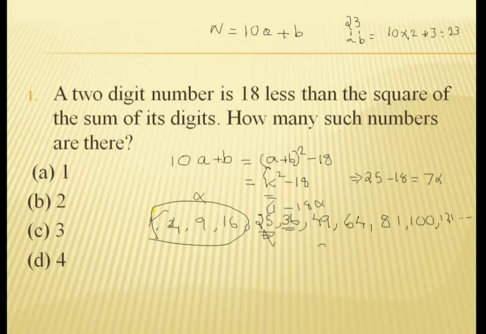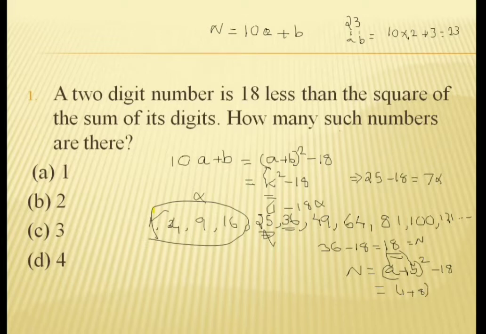Then 36. If we consider 36, then 36 minus 18 gives 18, right? So if 18 is the number, 1 and 8 are the digits, and we can check whether that is satisfying. So n equal to 18 that we got. The equation is n equal to (a plus b) the whole square minus 18. Now we can check: a is 1 here and b is 8 here. So (1 plus 8) the whole square minus 18.